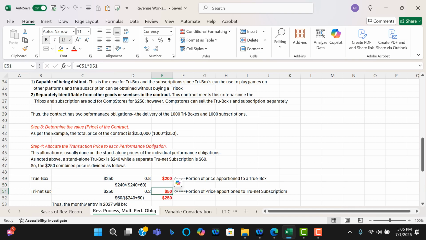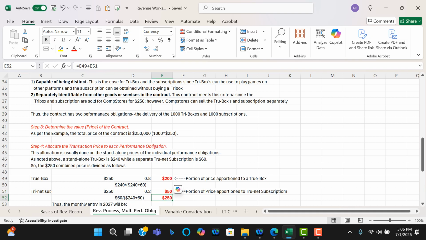And then subscriptions, it's common sense that if you have two items and one has been assigned 80% of the value, the other one has to come out to 20% of the value, because they've got to add to 100%. And that's just $60 over the combined fair market values of $240 and $60 for the box and the subscription. So of the 250, 20% or $50 is going to be assigned to the subscriptions.